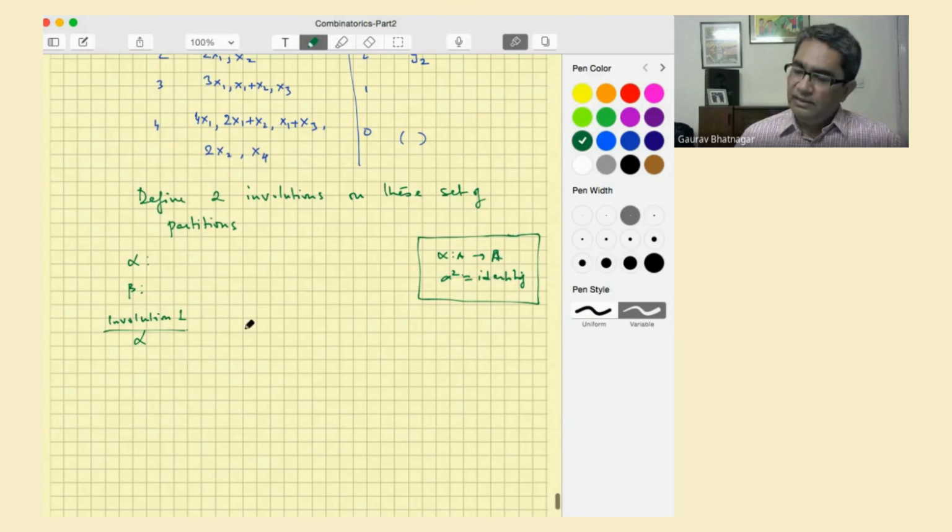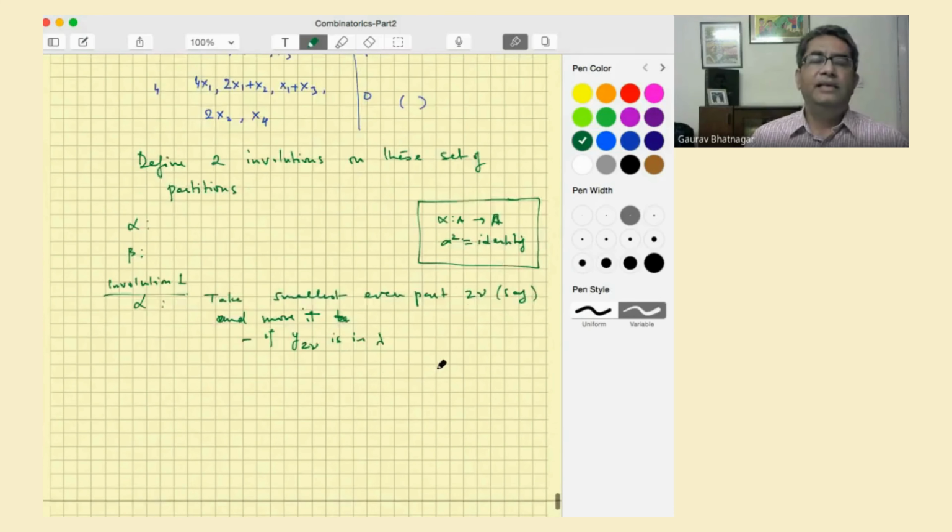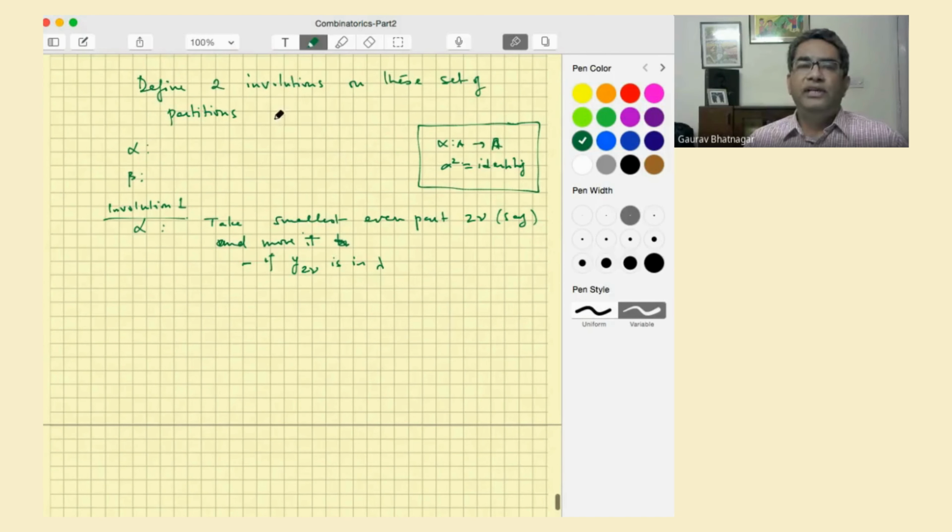So if you think of a partition as a permutation, then it's either the identity or it's a transposition. So involution 1: you take the smallest even part, 2ν, say, and move it. What that means is, if y2ν is in lambda. So what are these involutions? They're on the set of partitions of this type, with x and y and so on. So if y2ν is in lambda, then replace y2ν by x2ν in the partition.